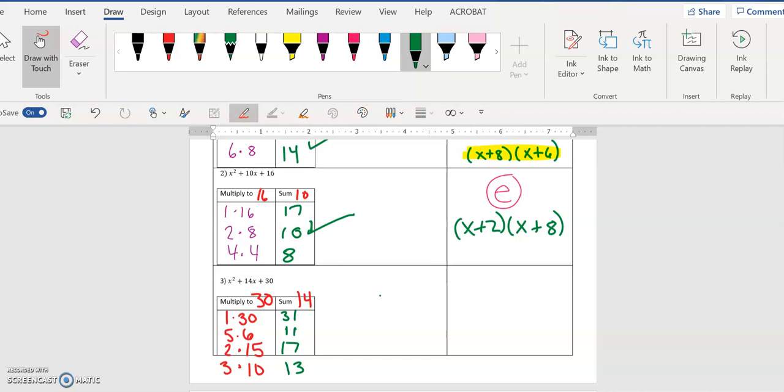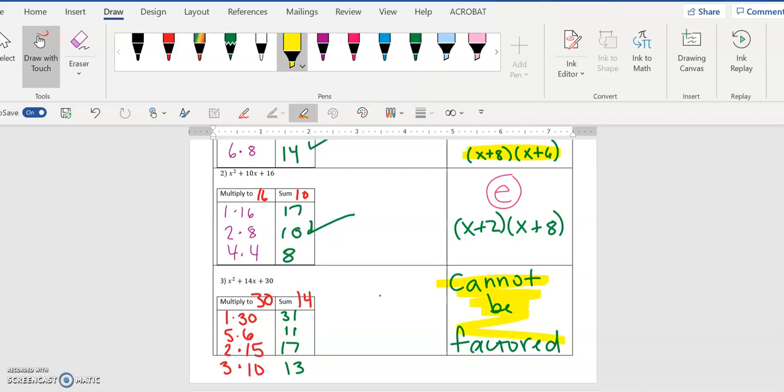None of these add to be 14, so I'm going to think more about what could multiply to be 30. Maybe I'll check in a calculator. Am I missing something? I am not. So, because I couldn't find two numbers that multiply to 30 and add to 14, this expression cannot be factored, which does happen. There's lots of quadratic expressions in the world that cannot be factored.